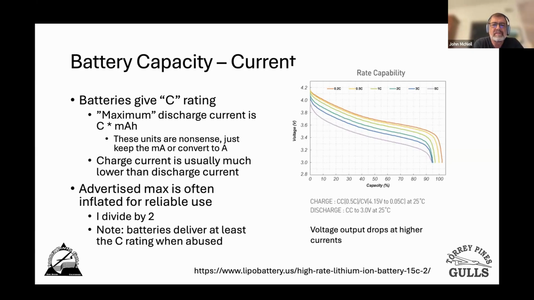The amount of current you can get out of a battery on hobby batteries, and actually even non-hobby batteries, is a C rating.